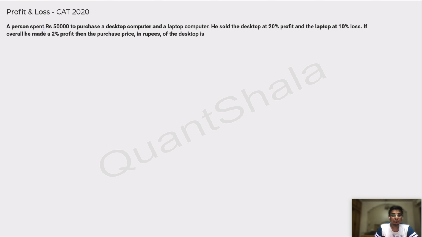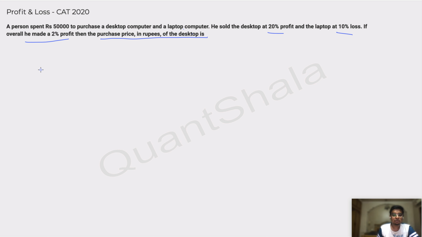A person spent rupees 50,000 to purchase a desktop and a laptop computer. Okay. Total combined cost price is given to us. Desktop sold at 20% profit, but the laptop was at 10% loss. If the overall profit is 2%, find the purchase price of the desktop.